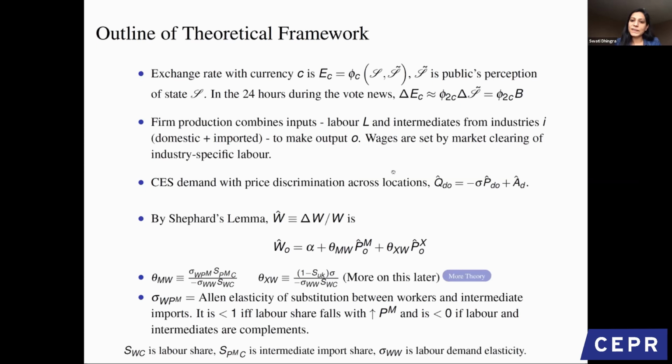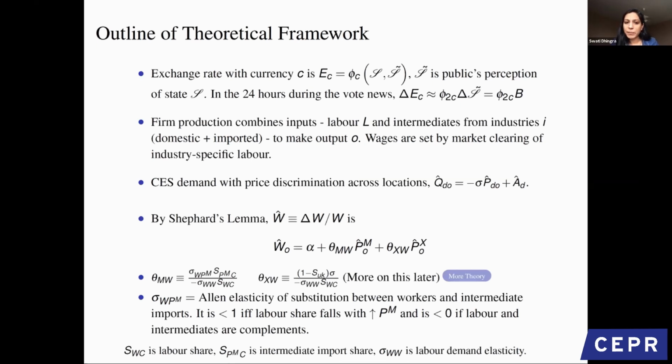And from there, we can start to think about how that might feed into trade as well as to worker outcomes. And the way we're going to think about that is by saying, think of firms as combining three inputs: labor, intermediates, which could be domestic or imported, and then being able to produce something which is output O. So O is, for instance, cars, L is the car workers, intermediates are the car components here.